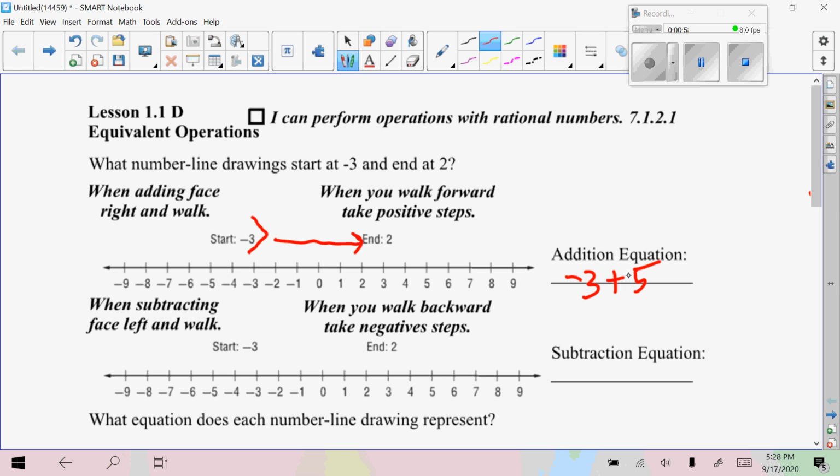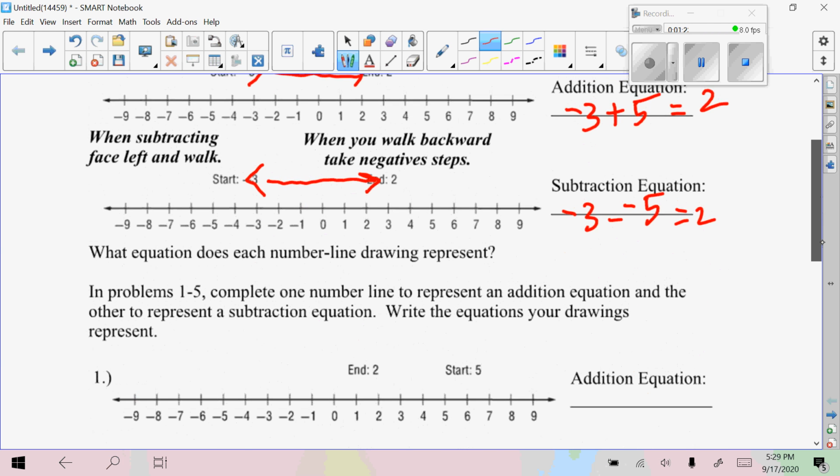Now, the second possibility is that I'm facing to the left at -3, and I end up at 2, which means I'm walking backwards. So facing left means I'm subtracting. Walking backwards means I am subtracting a negative number. And both these results equal 2.